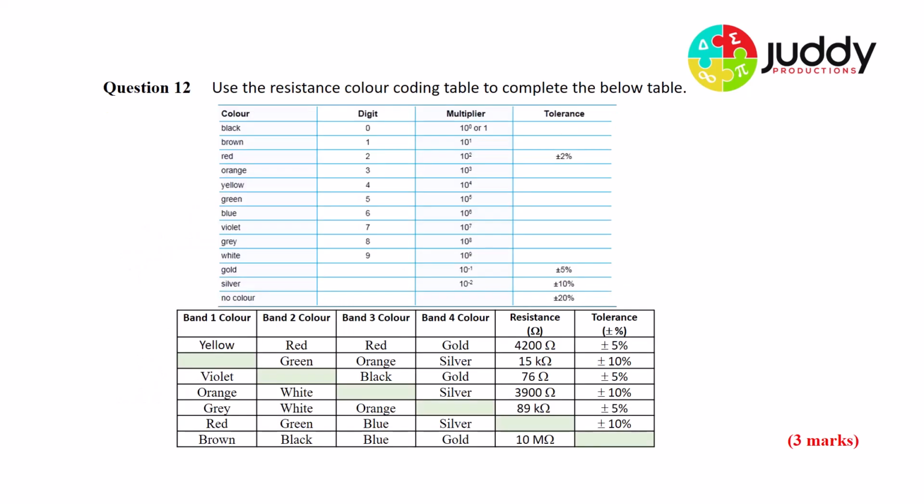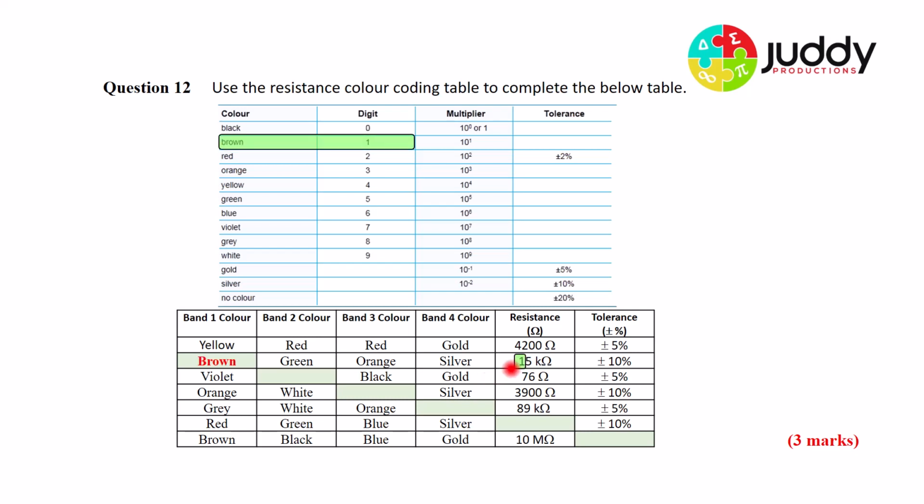Question 12 is to do with color coding. What we've got to do is use our color coding table and fill in the gaps on our table that we've got here below. All these squares are empty, we need to fill them in. Have a go at this and we'll come back in a second and go through the answers. Okay, let's have a look.